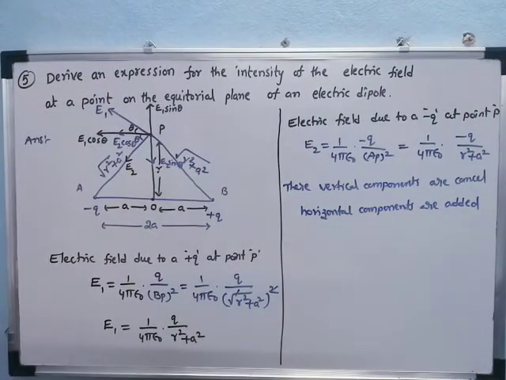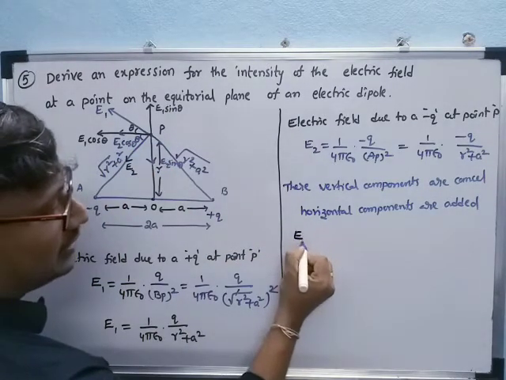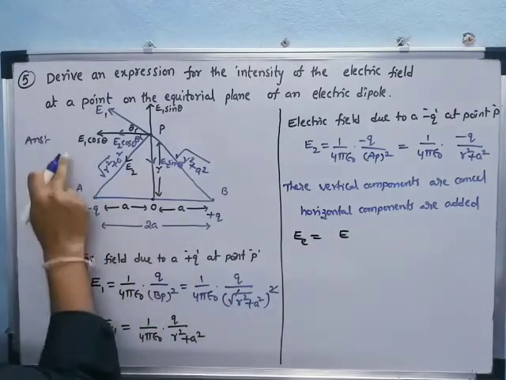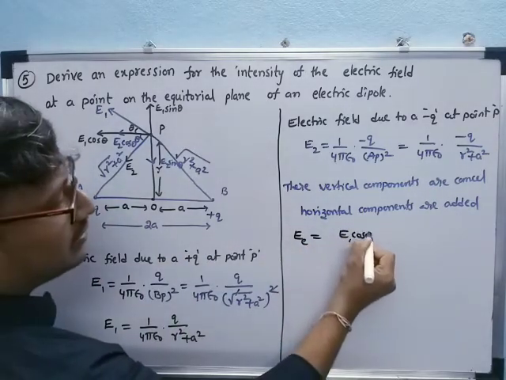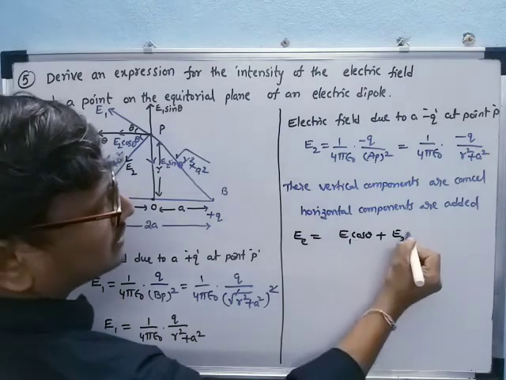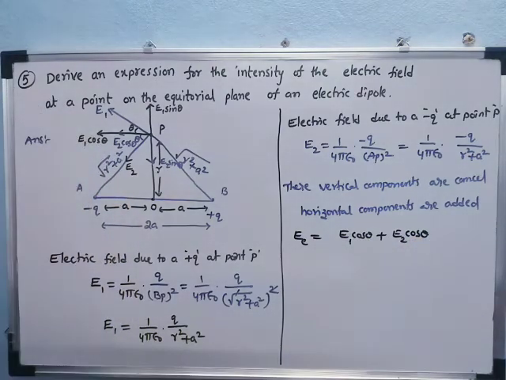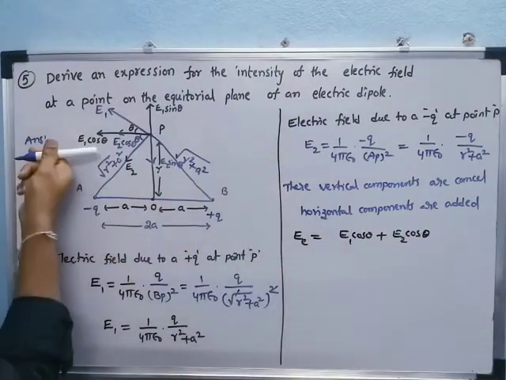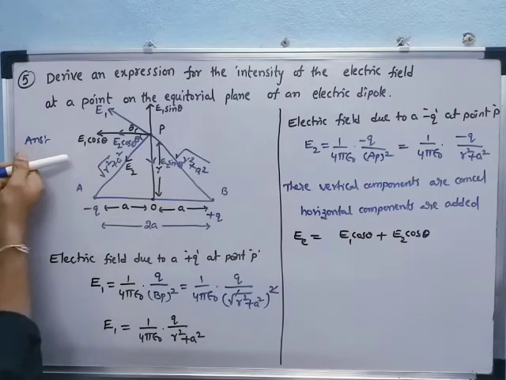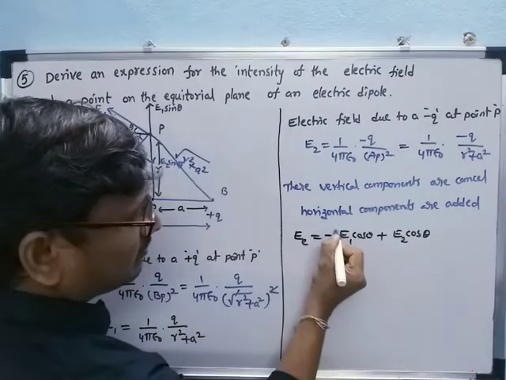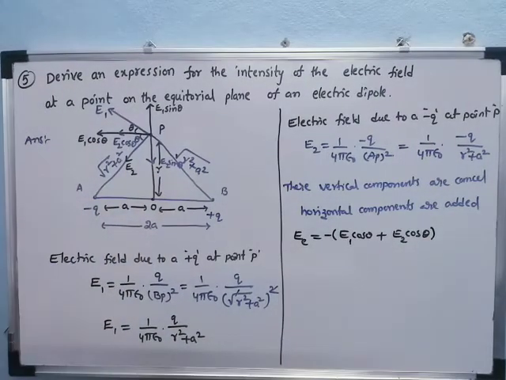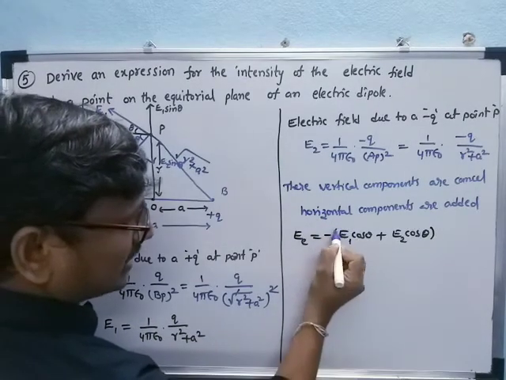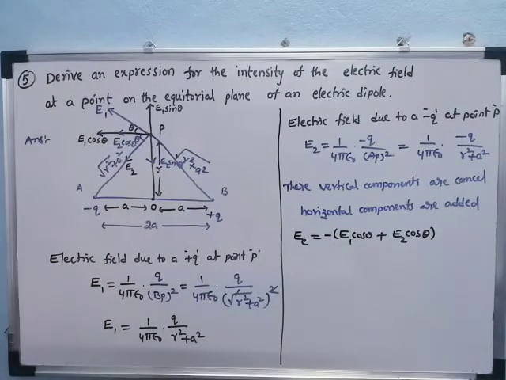Horizontal components are added. Now this resultant electric field on the equatorial line is E = E1 cos theta + E2 cos theta. Here E1 is along the negative x direction, so the minus sign is taken: E = -E1 cos theta + E2 cos theta.